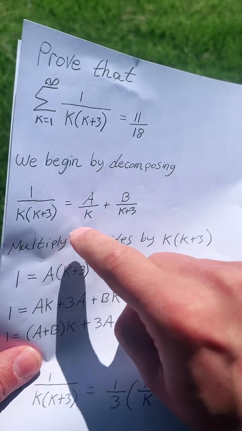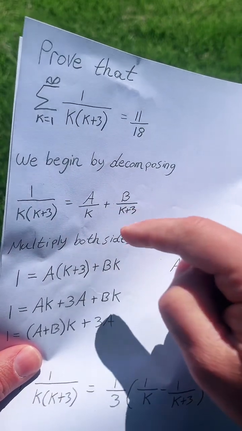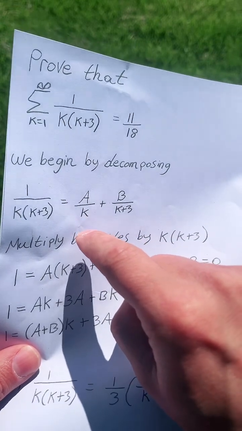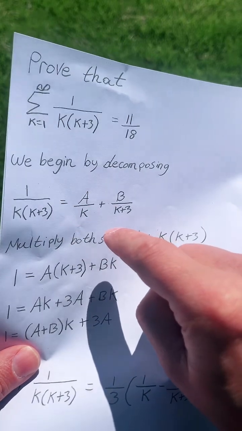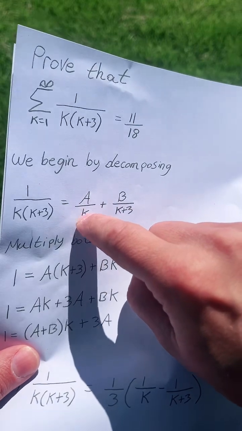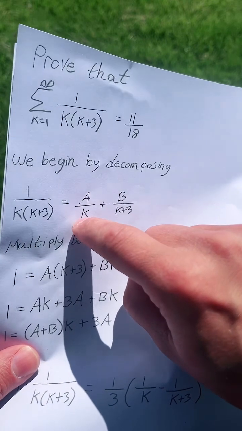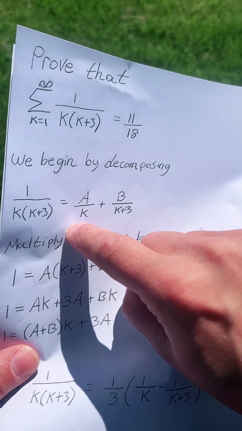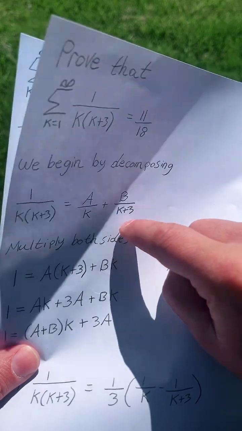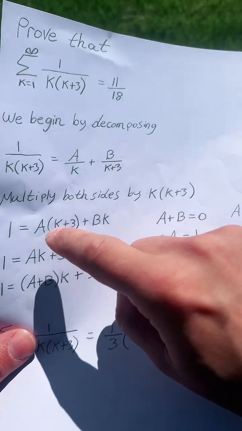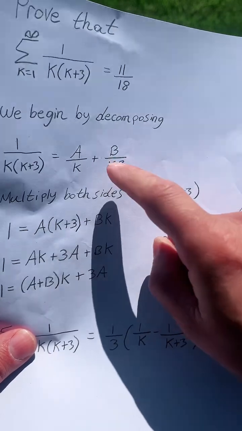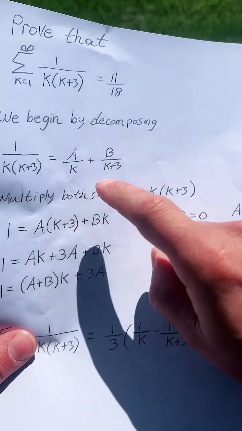And then if we were to add these two fractions together, we would need a common denominator. So we can use the common denominator of the product k times k plus 3. To add these fractions, we have a over k, and we multiply by k plus 3 over k plus 3. And for b over k plus 3, we multiply by k over k. So we have a times the quantity k plus 3 plus b times k, all over k times the quantity k plus 3.